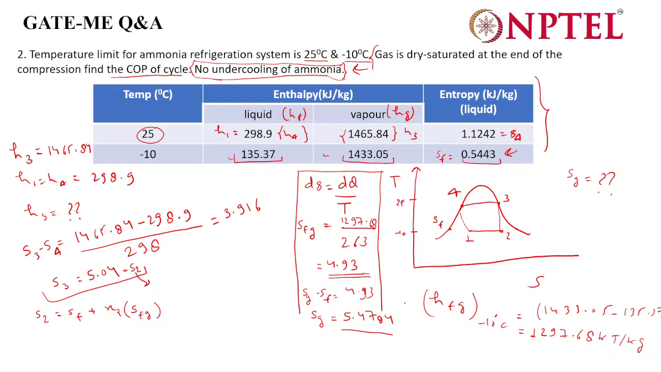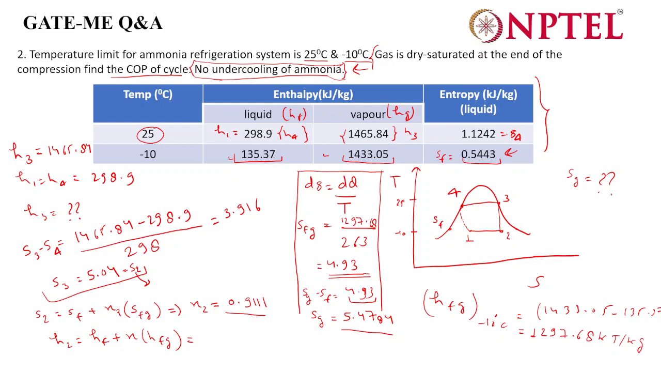So let me know the value of X2. What is X2? 0.9111. So X2 we now know. If you know the dryness fraction, then you can easily calculate the enthalpy of that point. So what would be H2? This would be HF plus X into HFG. We know X now, HF is this, and HFG is this, 1297.68.